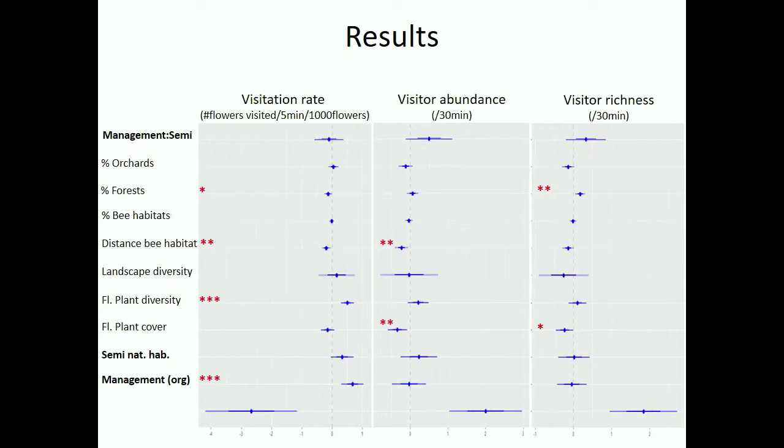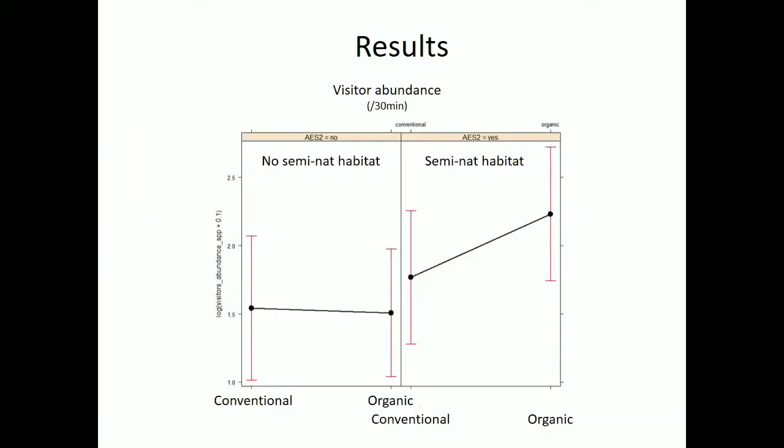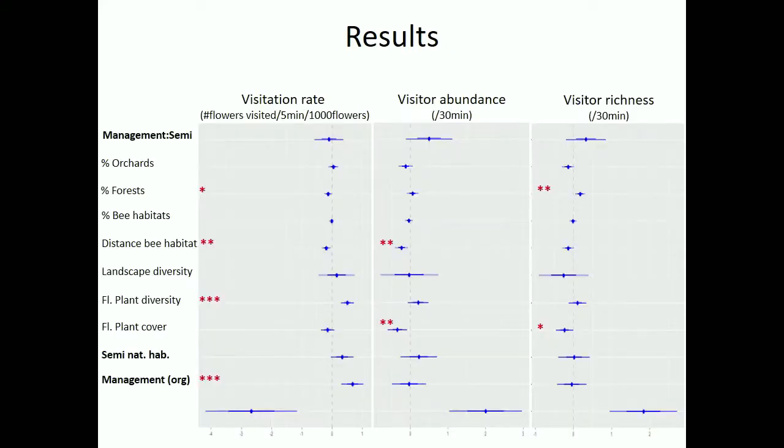This is really preliminary data. What we included for the AES, the semi-natural habitat close to the plantations, is actually a yes or no. If there is an AES or a semi-natural habitat, we say yes, and otherwise no. So it's a very crude measure of that. And I actually wanted to see a bit of the raw data. This is for visitor abundance, which was the one closest to significance.